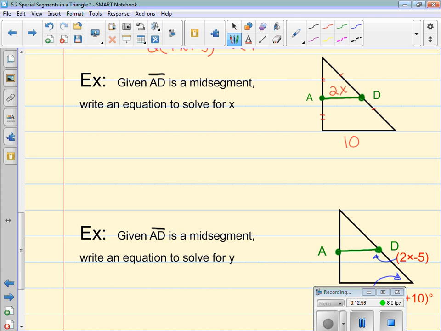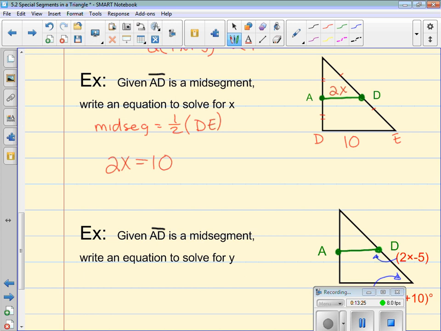What we find is the mid-segment is half of the third side. Okay, so let's call this DE here. Okay, so it's half of DE. So basically what I'd say is I'd set up an equation. The mid-segment is half of that third side, the side that it doesn't touch.